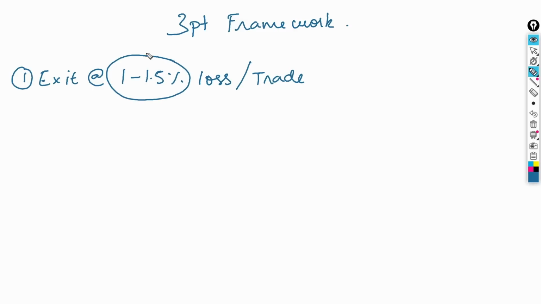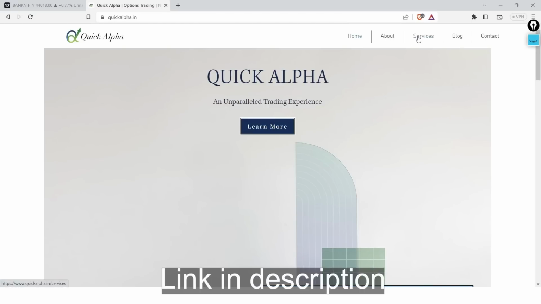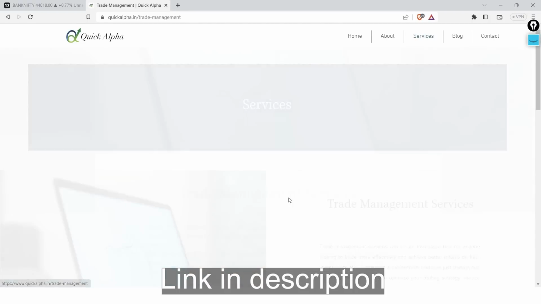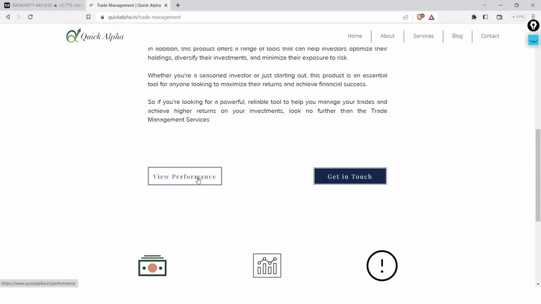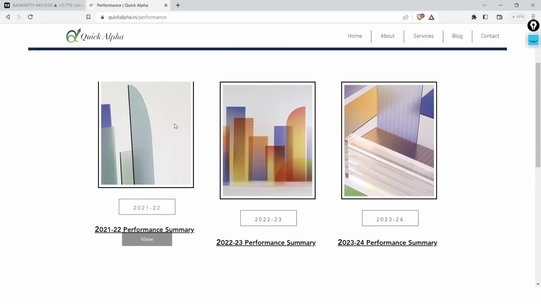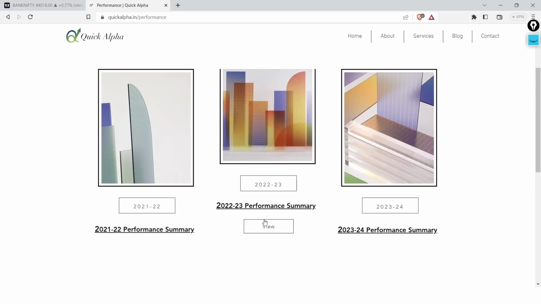So I will tell you why exactly I ended up choosing this number of 1 to 1.5%, and this is purely based on my trading performance. So if you actually look at our trading performance, simply come to quickalpha.in, then you can go to services. Under services, select trade management services, and here you can just click on view performance. I'm going to attach the link directly in the description so it becomes easier for you to go and check it out. Here we have 2020-21 performance summary and 22-23 performance summary.